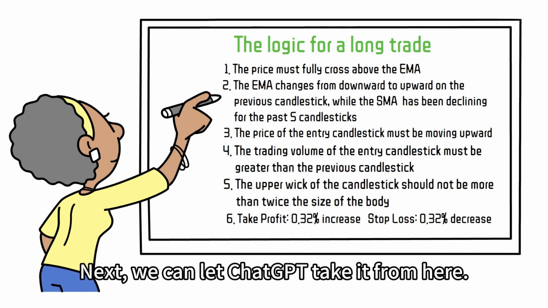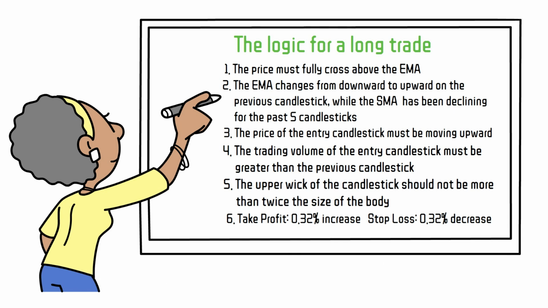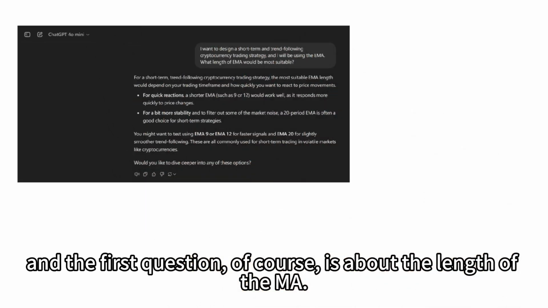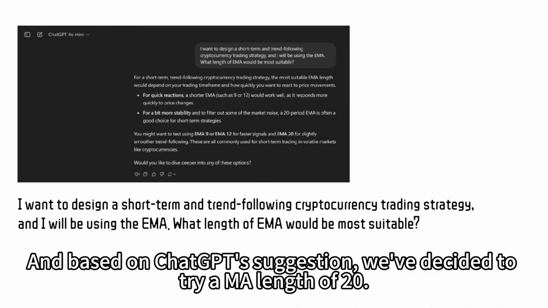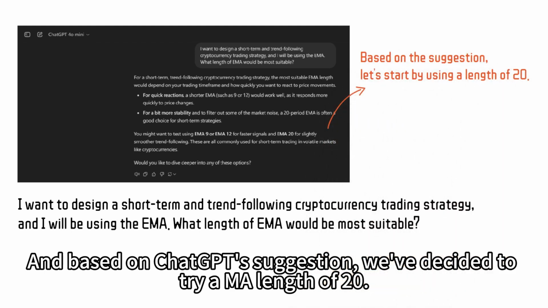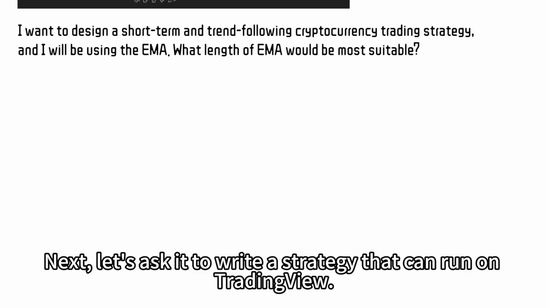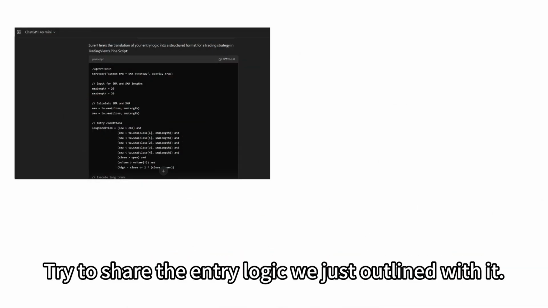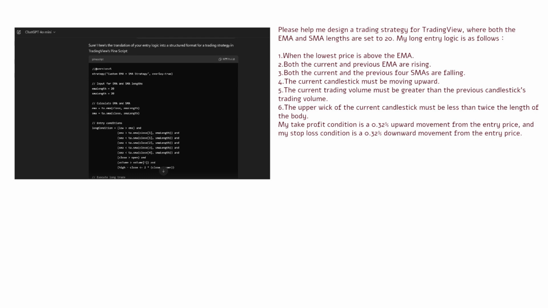Next, we can let ChatGPT take it from here. We'll let ChatGPT know what we need help with. And the first question, of course, is about the length of the EMA. And based on ChatGPT's suggestion, we've decided to try EMA length of 20. Next, let's ask it to write a strategy that can run on TradingView. Try to share the entry logic we just outlined with it.